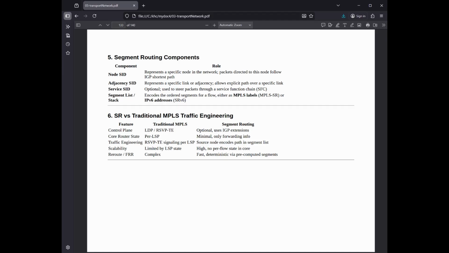Why these components matter: by combining these, an SDN controller can build a very complex path using a simple list. For example, a list could say, 1. Use the shortest path to node A, node SID. 2. From node A, force the packet over link 1 to avoid congestion, adjacency SID. 3. Send the packet through the firewall, service SID. 4. Use the shortest path to the destination, node SID.